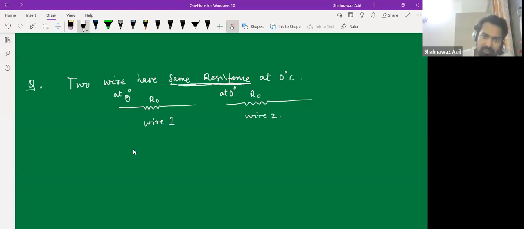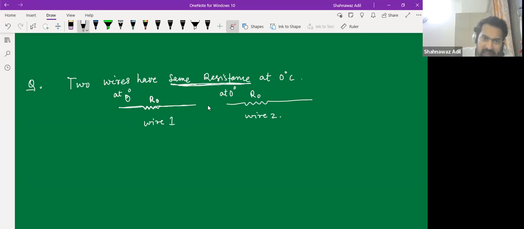Is this clear? Can you explain again? Yes, you have two wires and it is given that they have the same resistance at 0 degree. Which means this is wire 1, at 0 degree C, and this is also at 0 degree C. Let's say that resistance is R naught. What would be the resistance of this one? That would also be R naught, right? Is this clear?